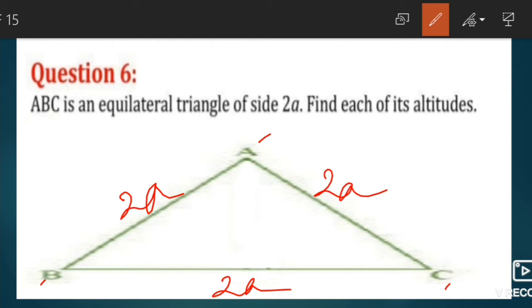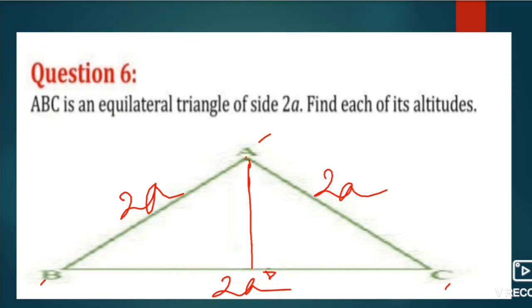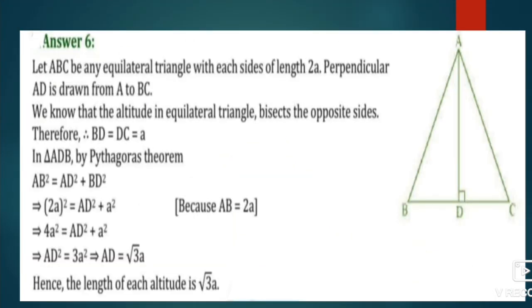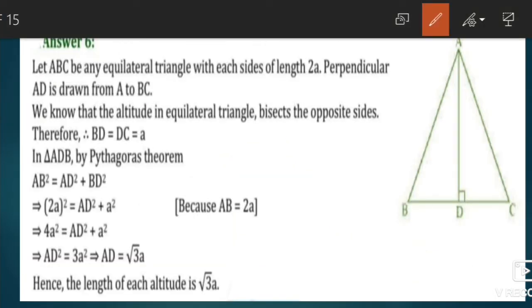What is the altitude? From this vertex A, if I draw a perpendicular to the opposite side, suppose this point is D, then this AD will be the altitude on BC. So let's check the solution of this problem. Here is the diagram. This AD is the altitude.